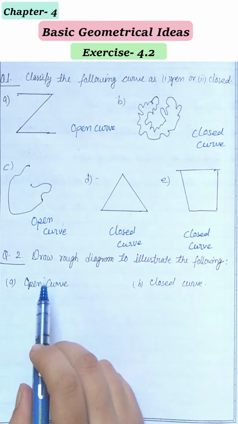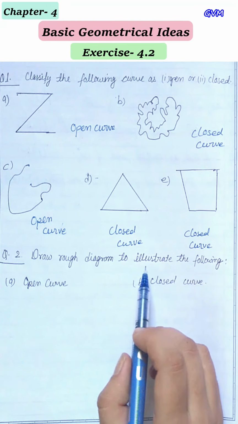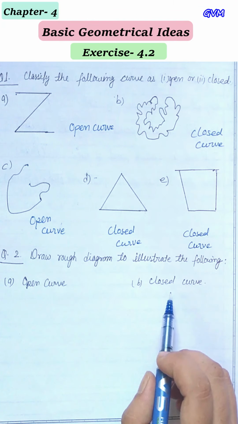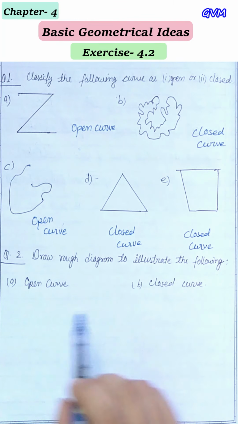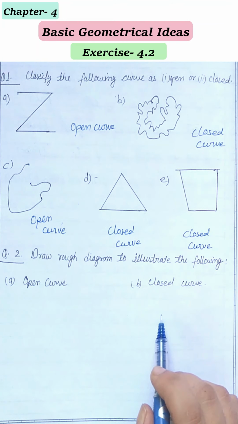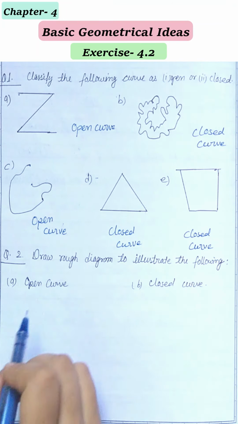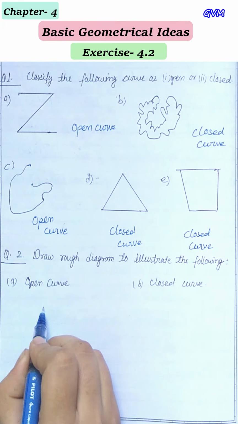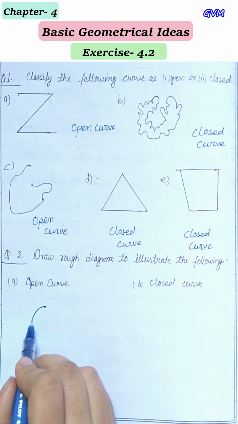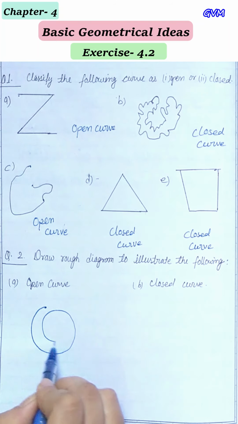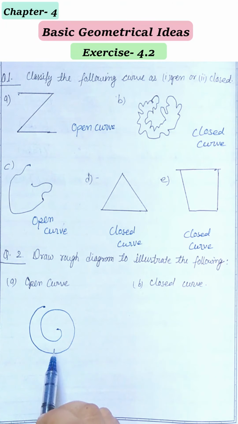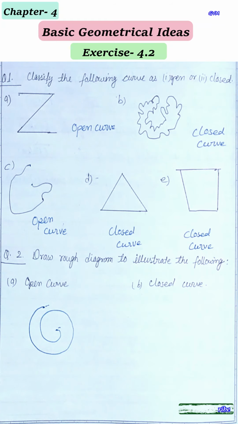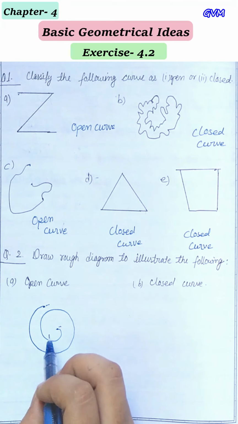Okay. Now question number 2 we have, draw rough diagram to illustrate the following. Number 1 open curve, number 2 closed curve. सो हमें इनके लिए एक ओपन कर्व और एक क्लोज कर्व के लिए डायग्राम बनाने हैं. ओके, सो फर्स्ट ऑफ ऑल हम ओपन कर्व के लिए कैसे डायग्राम बनाएंगे. लेट्स स्टार्ट फ्रॉम हियर एंड मेक अ सर्कल लाइक दिस. सो वी हैव क्रिएटेड हियर एन ओपन कर्व वेयर देयर इज अ स्टार्टिंग पॉइंट एंड एन एंड पॉइंट. ओके, and they are not joined at all.